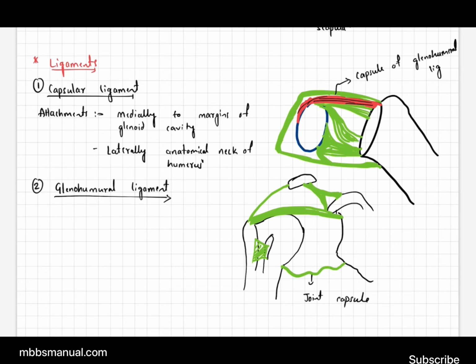Glenohumeral ligaments. There are three thickenings in the anterior part of the fibrous capsule to strengthen it. These are called superior, middle, and inferior glenohumeral ligaments. They are visible only from the inside of the joint.